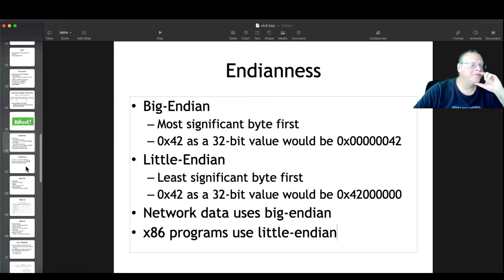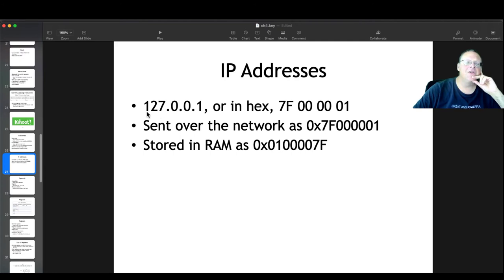So IP addresses, like the loopback address 127.0.0.1, that is 7F.0.0.1, and that's sent over the network in that order. You have to send the first octet first. You can't send them backwards or it'll misunderstand the address. But it's stored in RAM the other way. So that's just a little bit of cruelty.